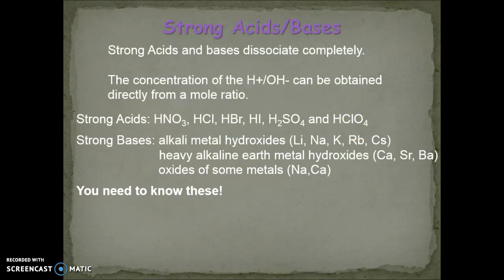Strong bases are going to be the alkali metal hydroxides. So notice that they're all hydroxides. None of them are like ammonia that reacts with water to form OH. They're all ones that actually have OH already present. So they're metal hydroxides. So all the alkali metals, heavy alkaline earth metals, so the ones at the bottom of the periodic table, and then oxides of some metals are also going to be strong bases. They're going to react 100% to give you OH minus ions. So this is going to be the hardest one to remember. These guys you should remember pretty easily. But like I said, you need to know these.